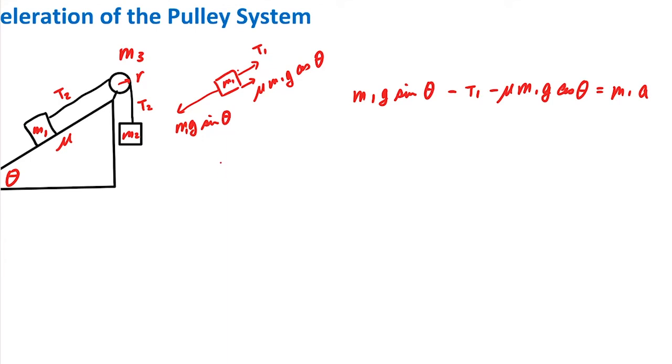Okay, let's look at the situation on the second block, m2. This one is easy. So downward, you have m2g. I'm going to throw that arrow smaller. Right? And then, actually bigger. And then upward, there's T2. Okay.